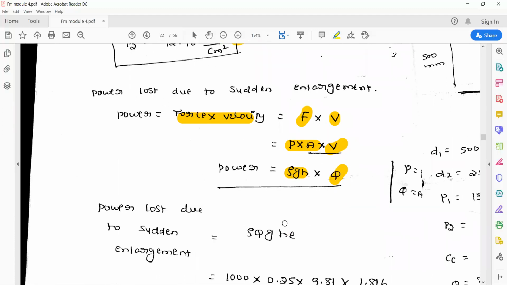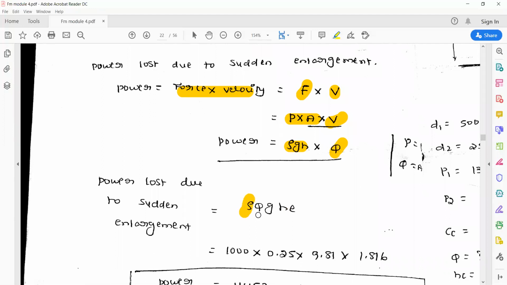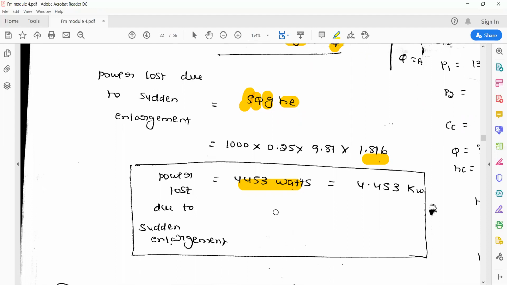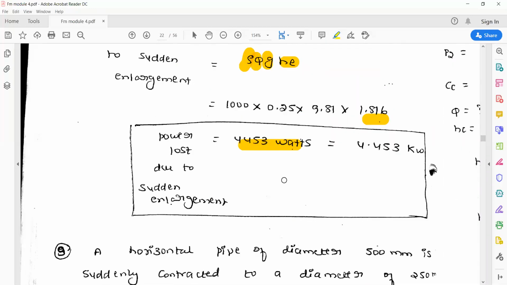So in this, you know the value of rho. Rho is 1000. Q discharge we have already calculated; in the numerical only, they have given 0.25 meter cube per second. The value of g is 9.81, and the value of H you have also calculated, 1.816. That one you can substitute. So finally, you will get the value of power lost, that is 4453 watts, or 4.453 kilowatt. So that is what they have asked you to calculate.